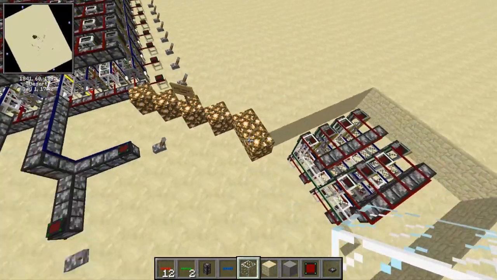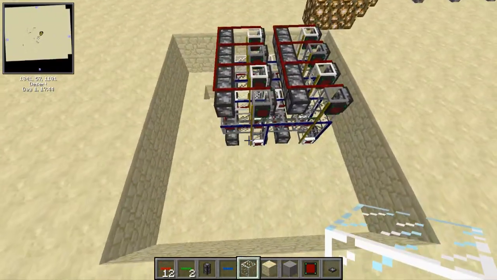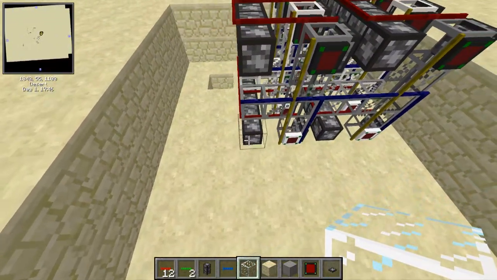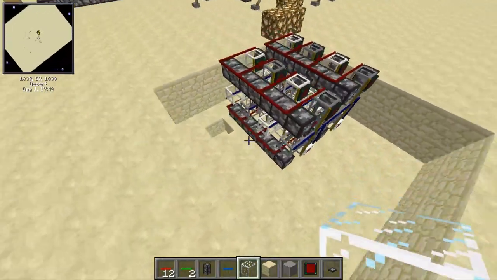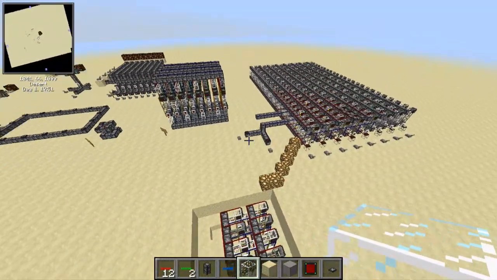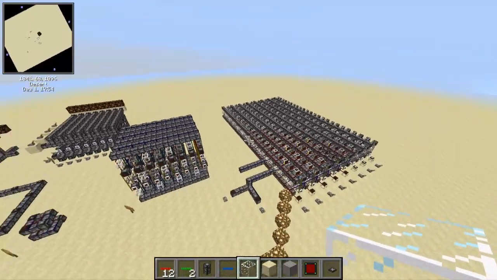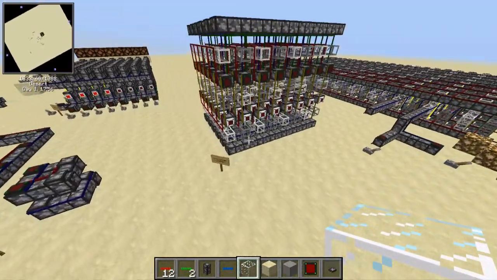But yeah, that's memory cells. Now of course it wasn't a waste in the sense that it was interesting enough for me to work on it. Right, so that's lots of different memory cells.